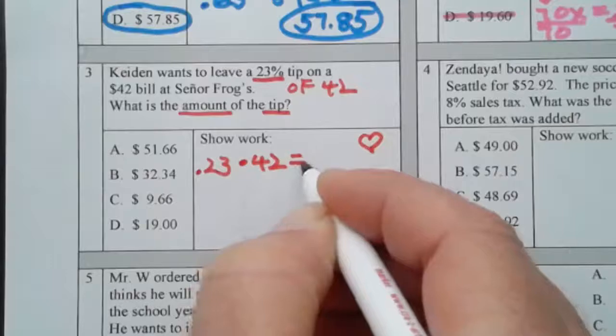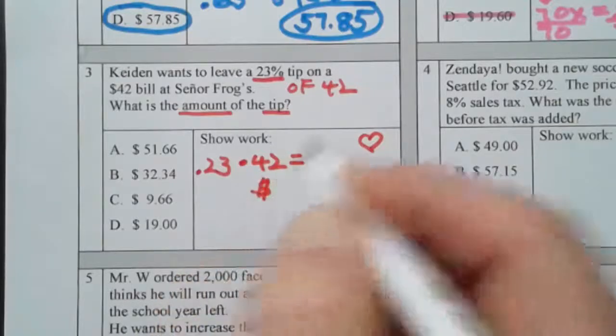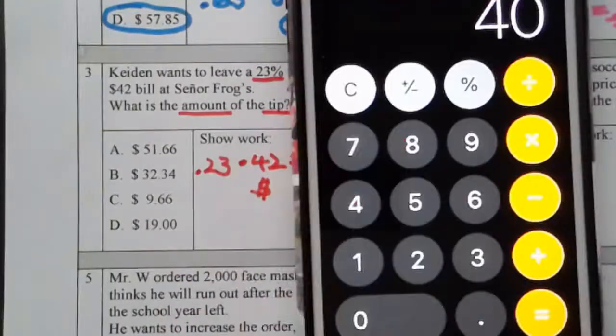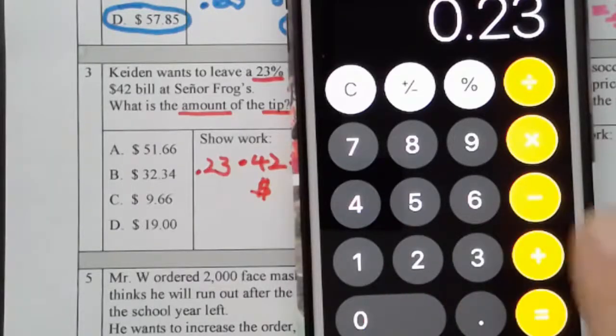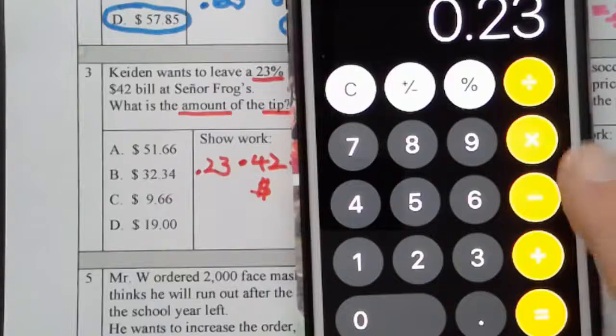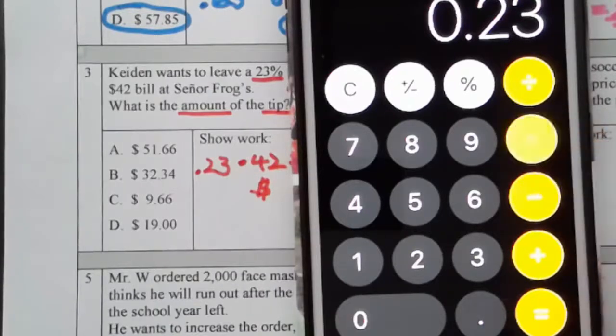23% of $42, of course, will be a dollar amount. 23% of, there's the of button, just like the of glove.